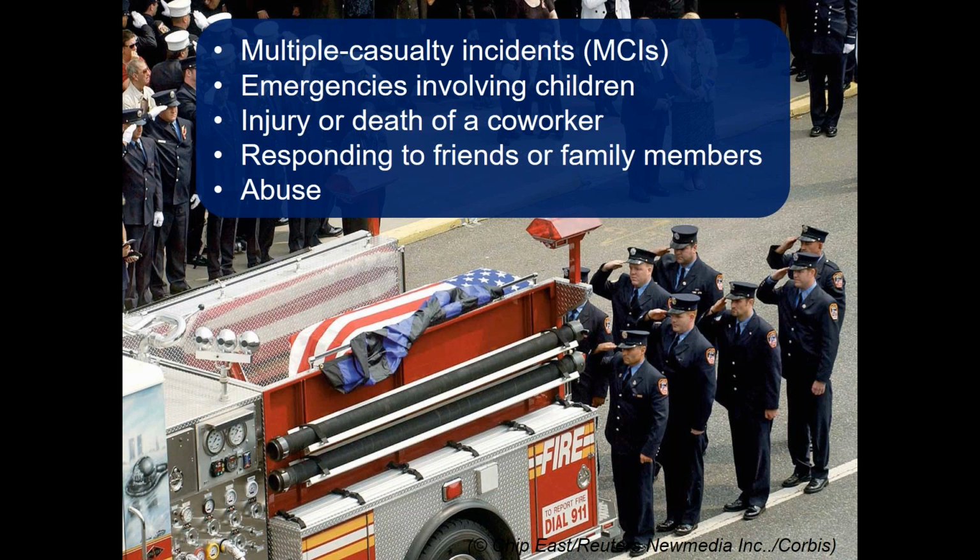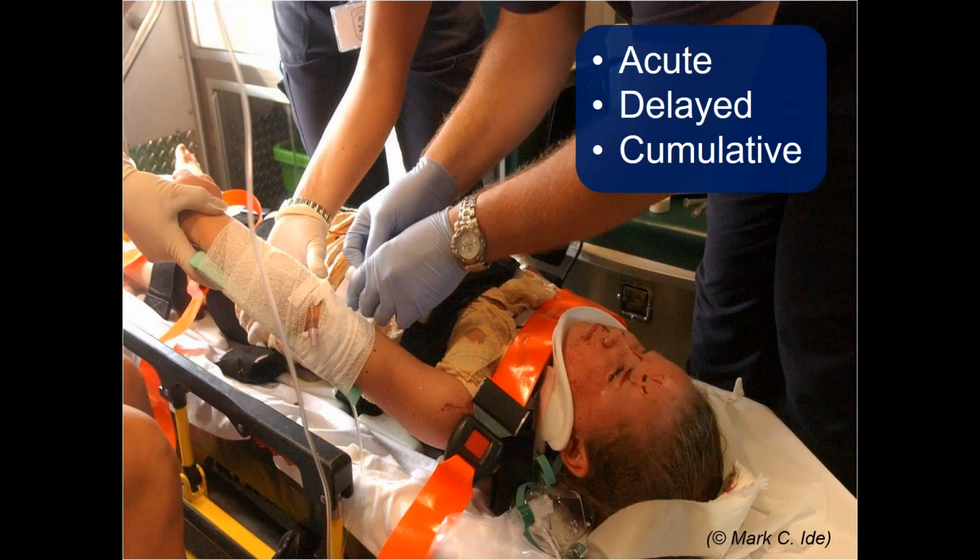So the next thing we're going to talk about is the actual stress reactions inside of our person, because stress is not always a bad thing. Stress is split up into distress and eustress. Eustress is what actually helps you get through a stressful situation.